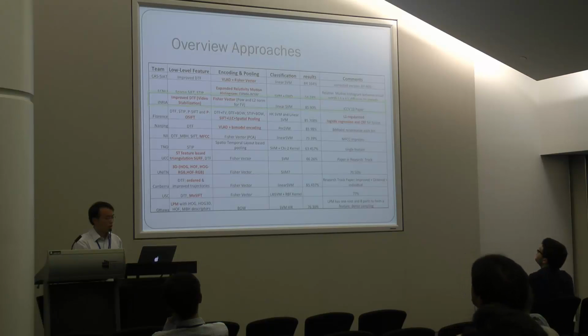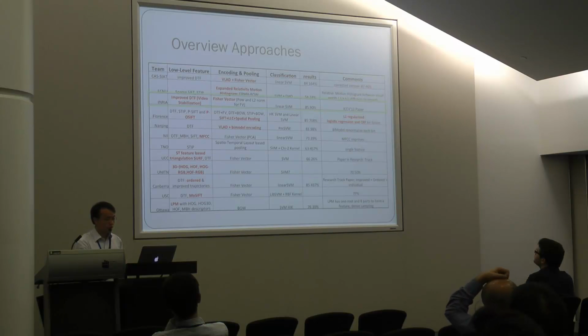Here they directly applied the CRCV approach on this dataset using the improved dense trajectory features. They do the camera stabilization, but I think for this one they didn't do the human detection. They also use the Fisher vector with a linear SVM.